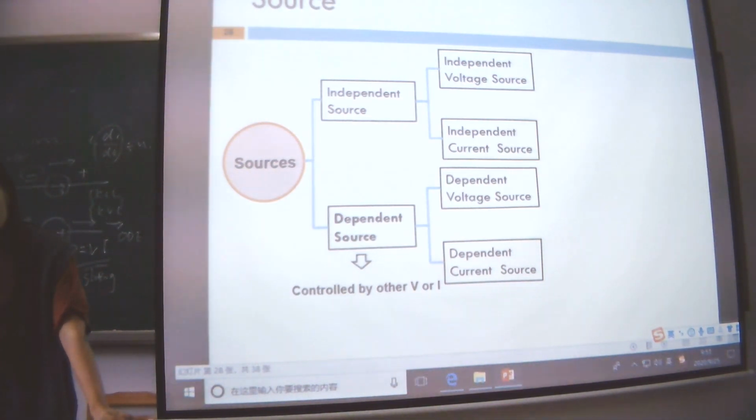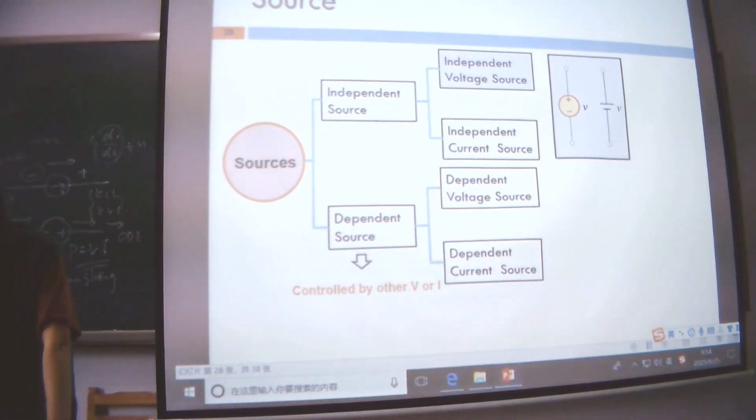So the signal might be current or voltage. Can it be voltage? Is the dependent source controlled by current and voltage together? Yes, CCCS, VCVS, voltage controlled voltage source. Can they control it at the same time, together, this current and voltage? Yes. Okay. So we have the dependent voltage source and the dependent current source.